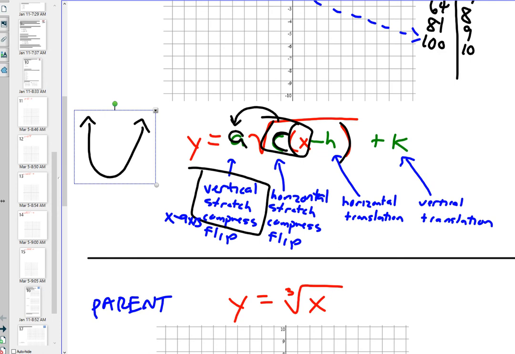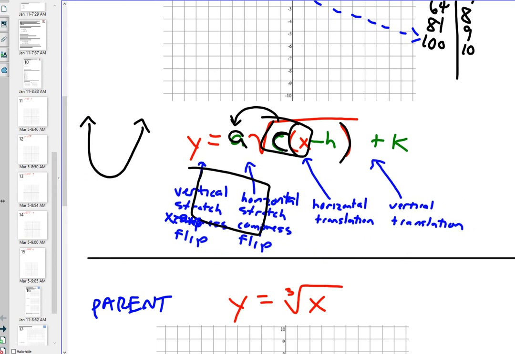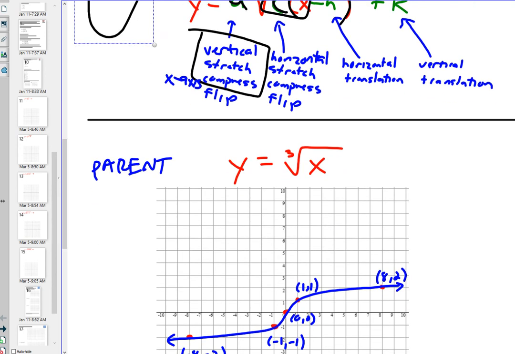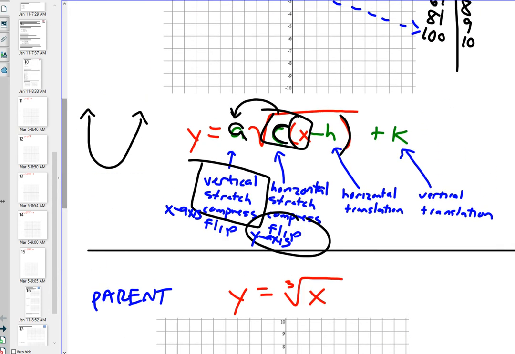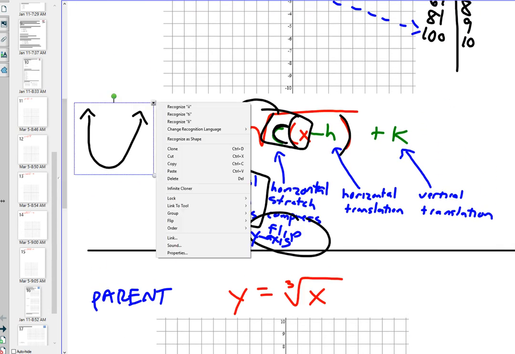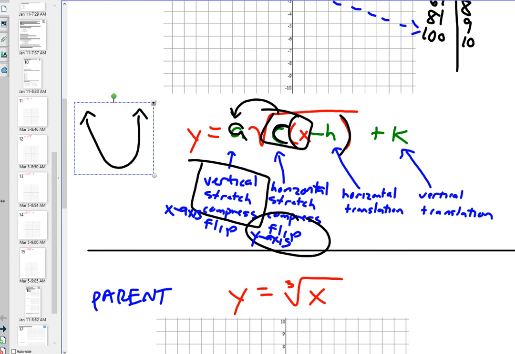But the only reason why C needs to be introduced for square roots is because of this. And if you want to, you can probably write this in. This is a y-axis flip. So like with a parabola they did back in Algebra 1, if I were to get that parabola and flip it horizontally, flip it over the y-axis, what's it going to look like?